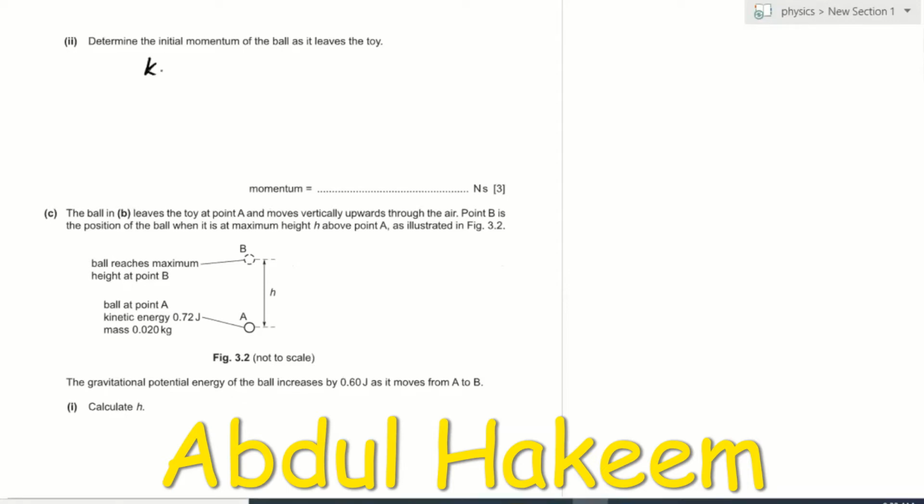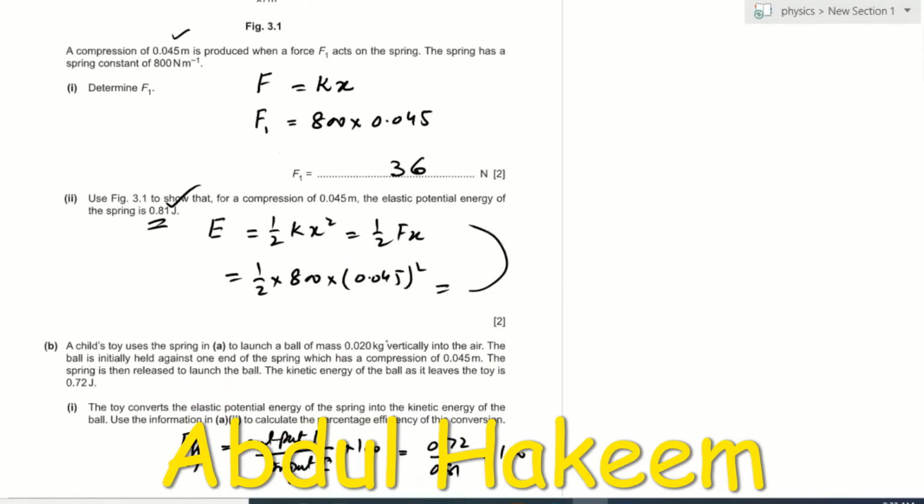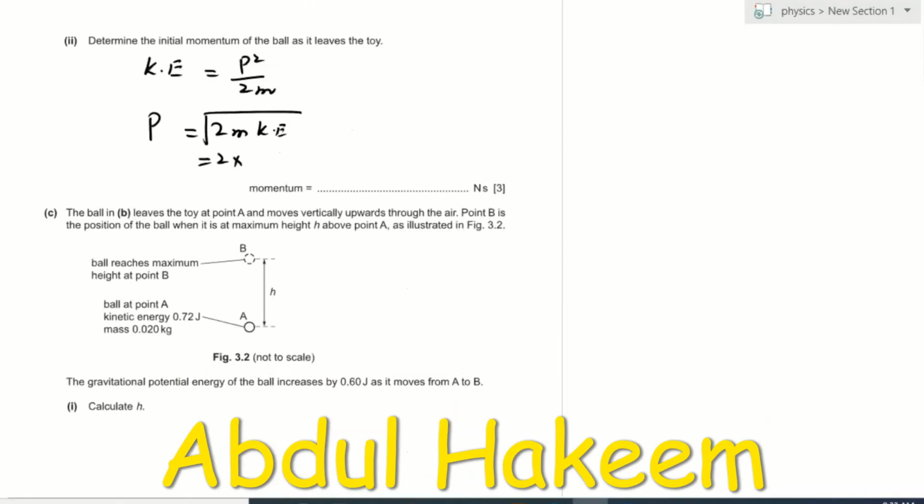Look, kinetic energy is equal to momentum squared over 2m, or we can write momentum is equal to the square root of 2m times kinetic energy. So 2 multiplied by the mass is 0.02, so we will write here 0.02. Kinetic energy is 0.72 and then under root. So after the multiplication, 0.04 multiplied by 0.72, the momentum comes out to be 0.17 newton second.